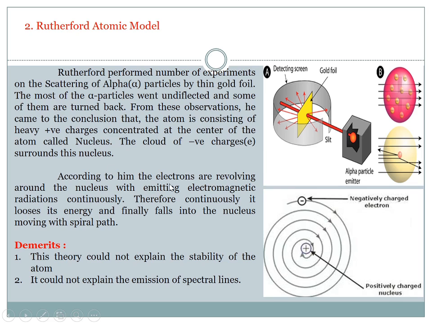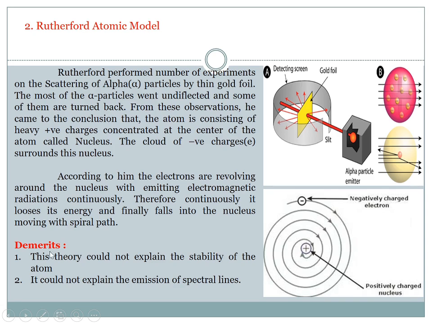According to him, the electrons revolve around the nucleus, emitting electromagnetic radiation continuously. Therefore it continuously loses its energy and finally falls into the nucleus, moving along a spiral path. So according to the Rutherford model, the electrons continuously revolve around the nucleus radiating energy, and finally lose their energy and fall into the nucleus.